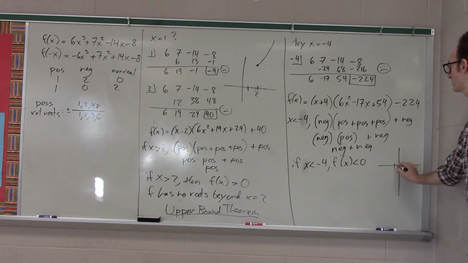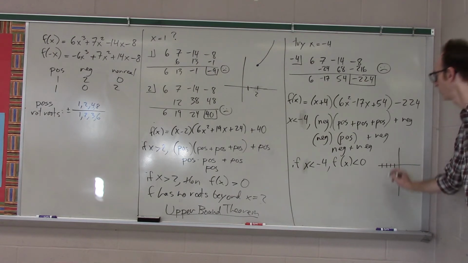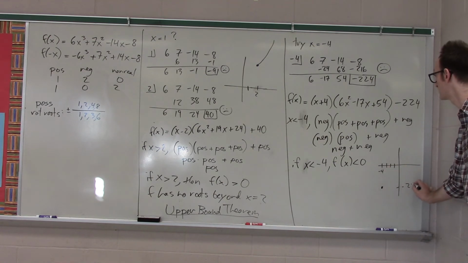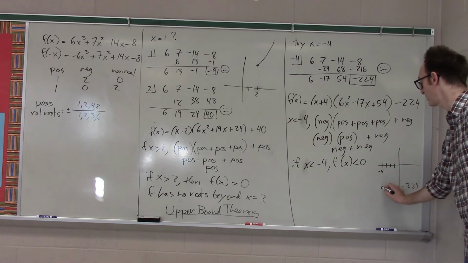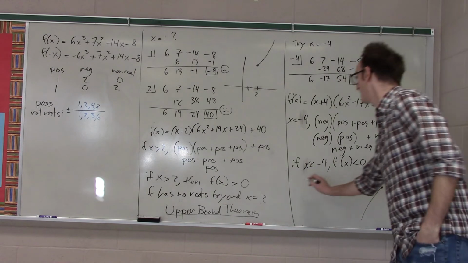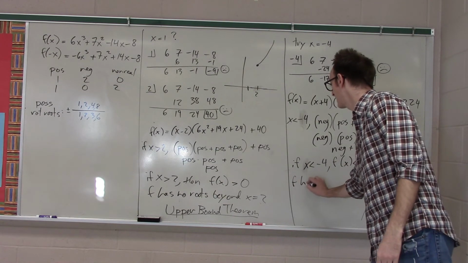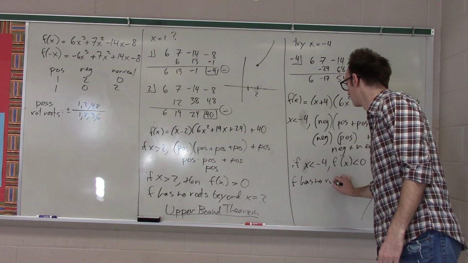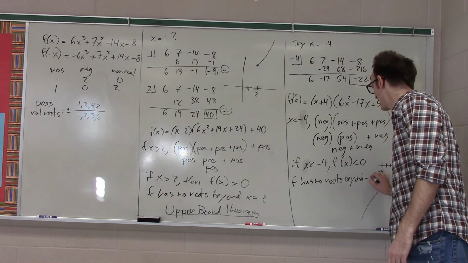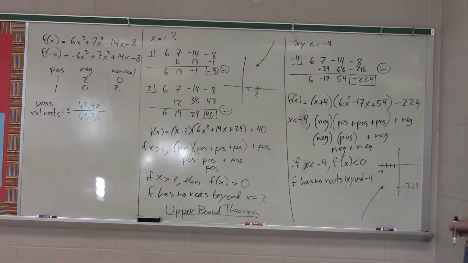The picture kind of goes something like this. Here's -4. I'm way down here at -224. And this function to the left of -4 is just going down, down, down. So, f has no roots beyond -4, where by beyond I mean to the left of -4.